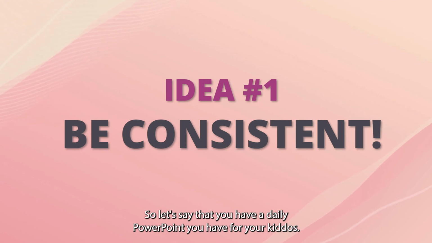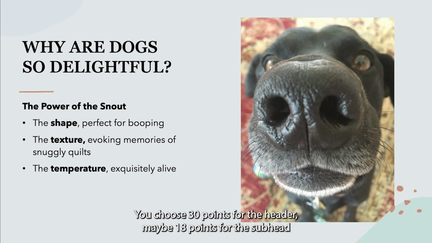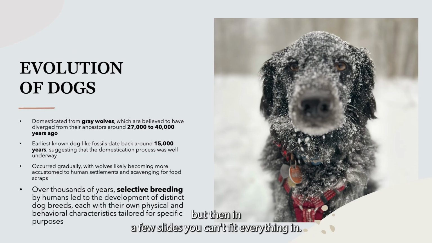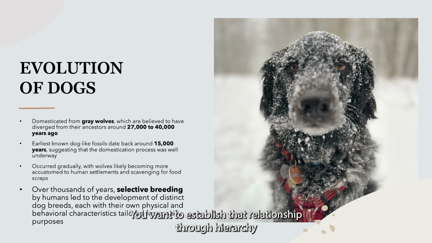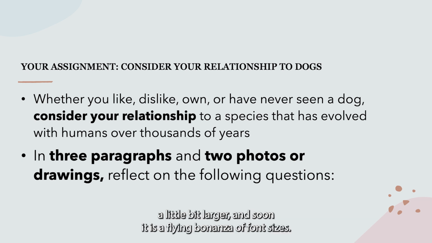So let's say that you have a daily PowerPoint you have for your kiddos. You choose 30 points for the header, maybe 18 points for the subheader, 12 points for the text. It doesn't really matter the size. But then in a few slides, you can't fit everything in. You want to establish that relationship through hierarchy because you know that the concepts are related, so you make some text a little bit smaller and some text a little bit larger, and soon it is a flying bonanza of font sizes.